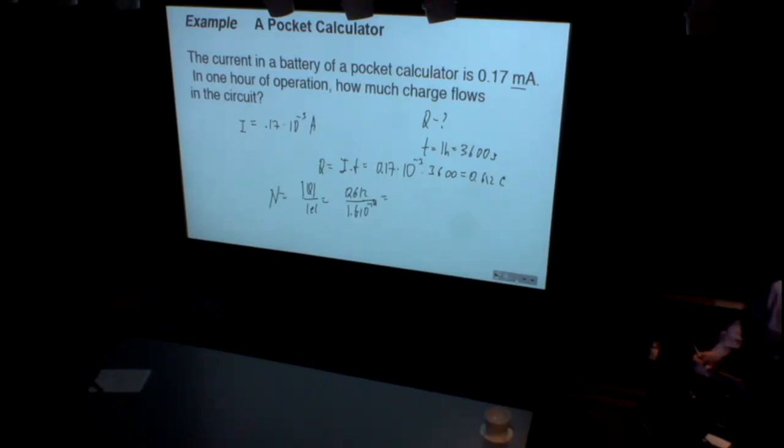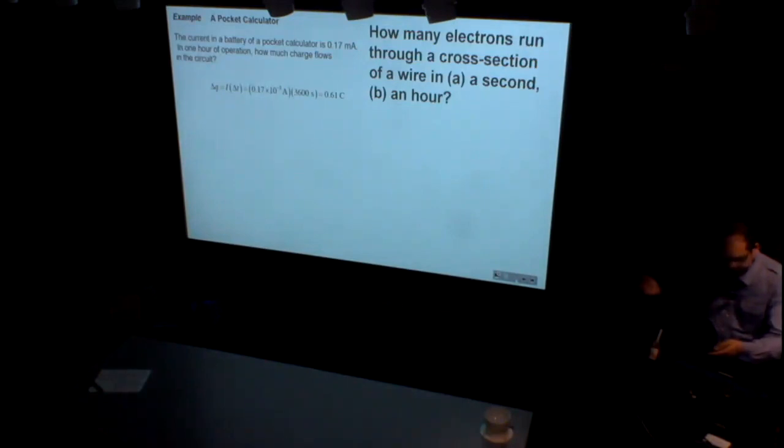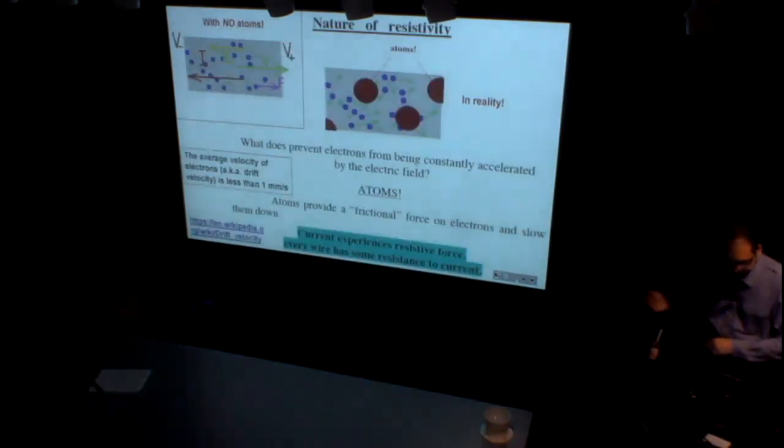So, 0.612 divided by 1.6 times 10 to the negative 19th. 3.825. This is how many electrons travel in 1 hour through every cross section of that wire. Okay, that's the answer. We have found the number of electrons.